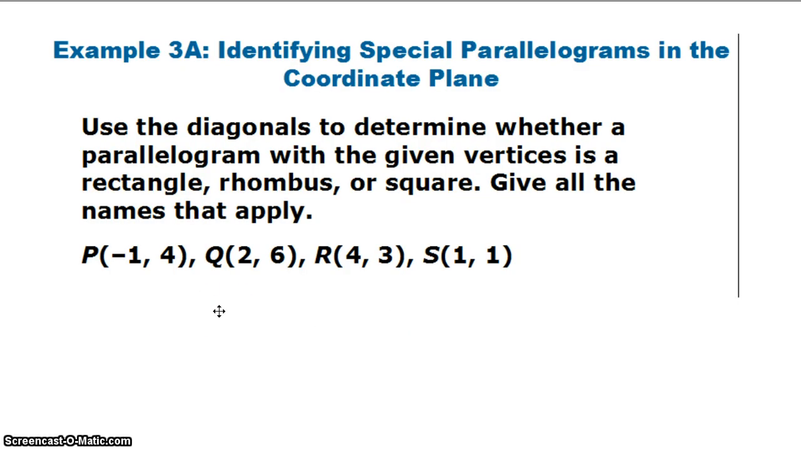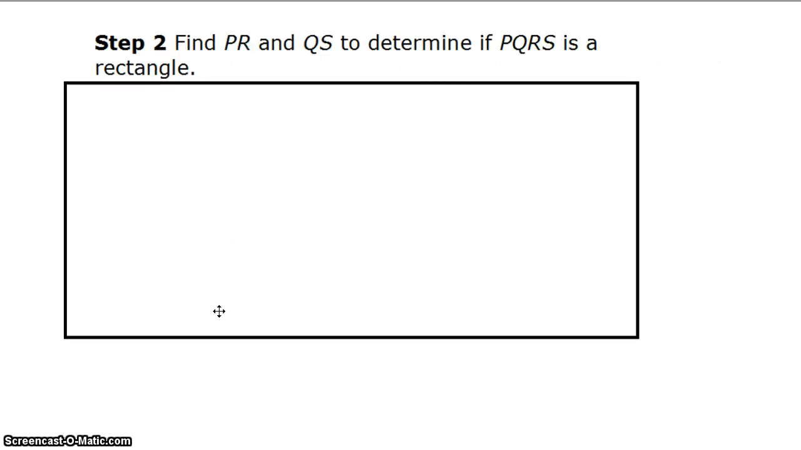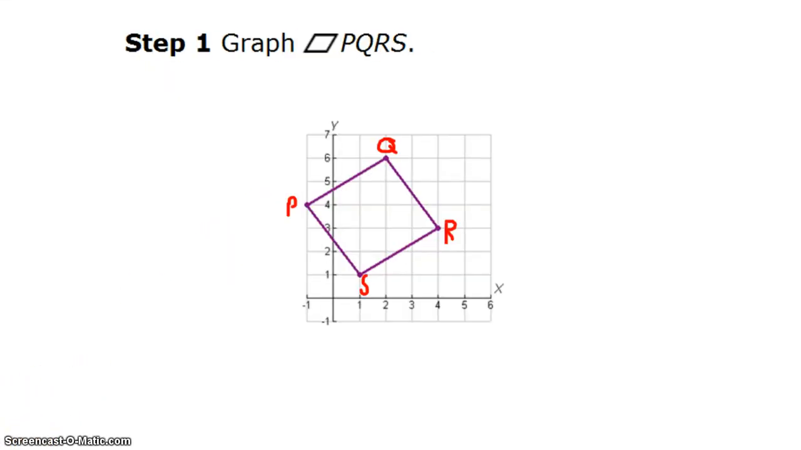There we have it. And the next step might be to find PR and QS. P is -1, 4, R is 4, 3. Probably should label those, and determine if PQRS is a rectangle. I'm going to go back and label these vertices. You can do that too. Okay, so there we have the labels. That's better. So we're going to see if PR is congruent to QS. If they are congruent, we can say it's a rectangle, right?